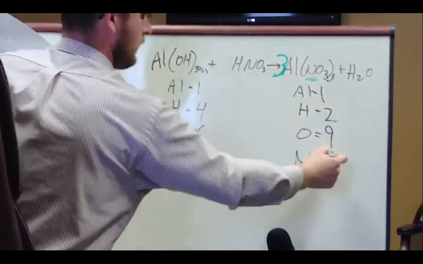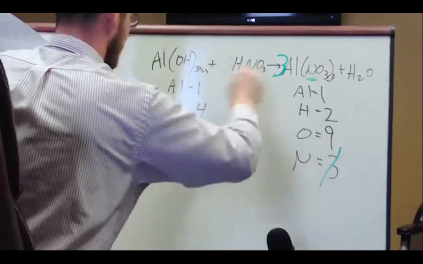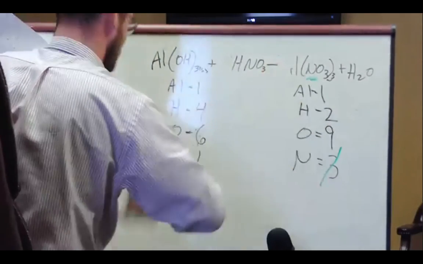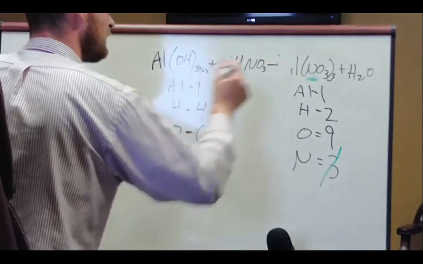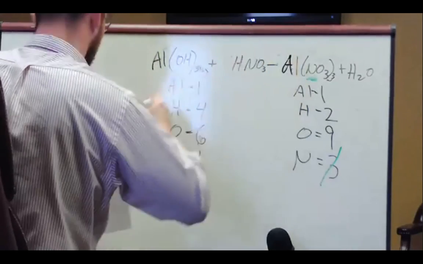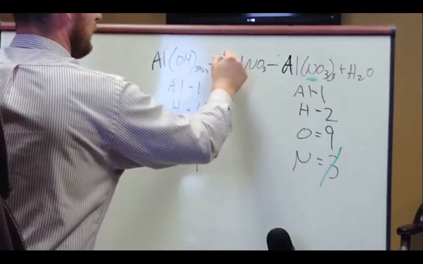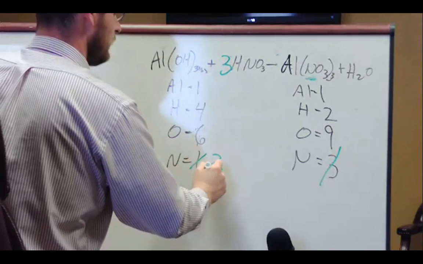And so now we have 3 nitrogens. Whoops. Why did I do 9? Oh yeah, sorry. My bad. Let's start with nitrogen. When we don't look at our notes, this is what happens. So let's put a 3 out here. So now we have 3 nitrogen.